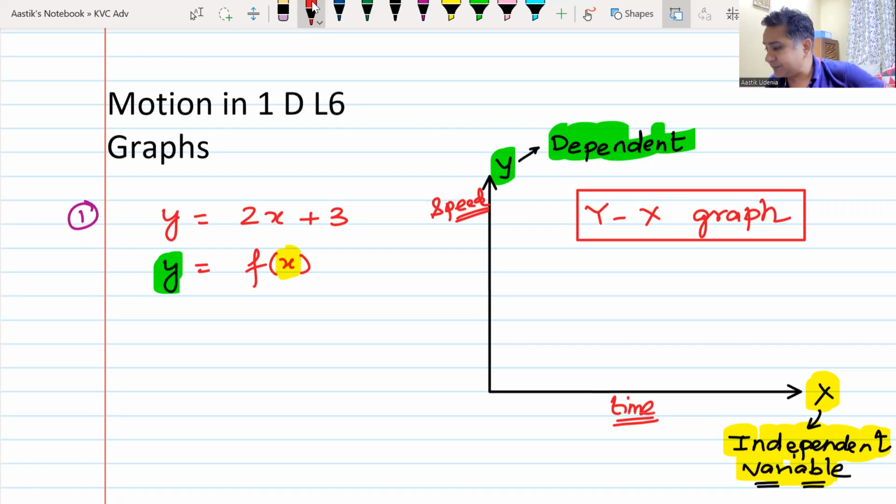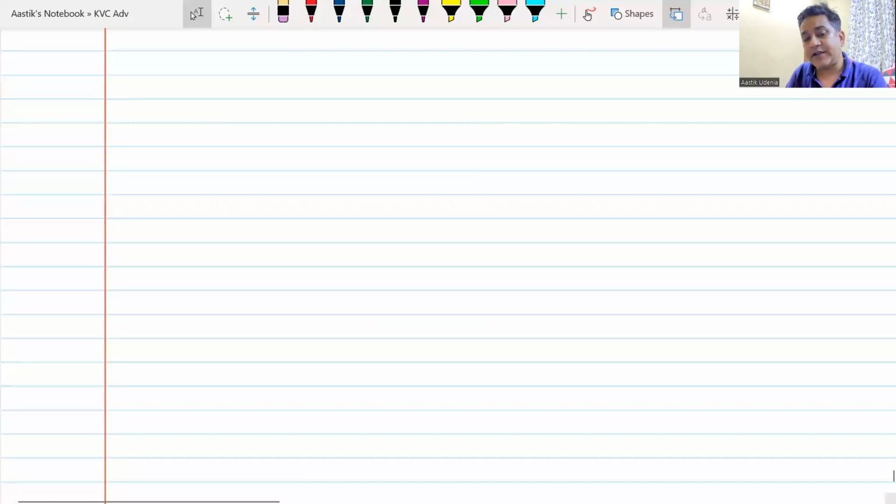Is it clear to everyone? Independent, dependent, and how we name it. I hope you have understood this. If you have understood this, then we can move on to the first type of graph that we are going to do for this motion in 1D. Now, if I may repeat my question, what is the first graph that we are going to do, my dear friends? The simplest of these graphs.